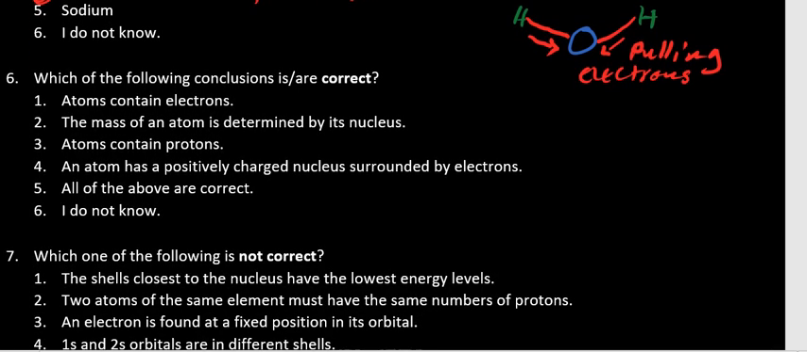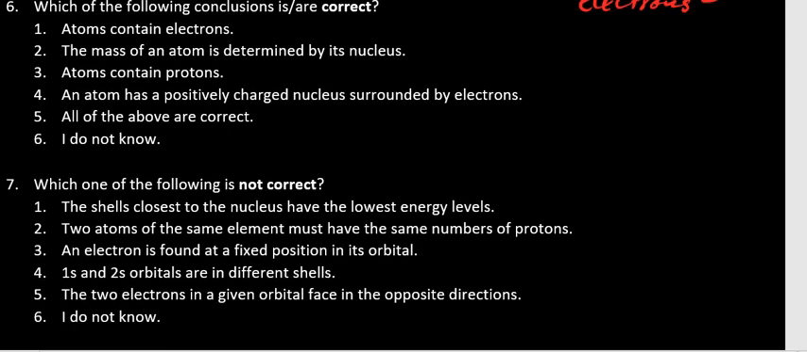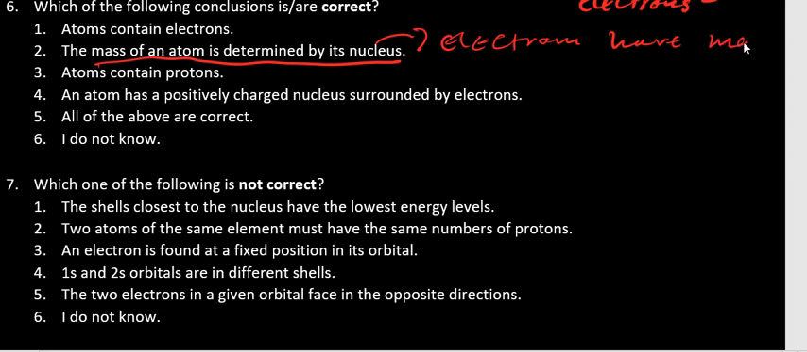So I would advise you to make sure that you know how these guys are. The next one is, which of the following conclusions are correct? Atoms contain electrons. The mass of an atom is determined by the nucleus, which is true. The mass is determined by the nucleus. Why? Because electrons have no mass. Well, all right, it has mass, but that mass is so minimal. So what determines the mass of an atom is simply protons plus neutrons, okay.